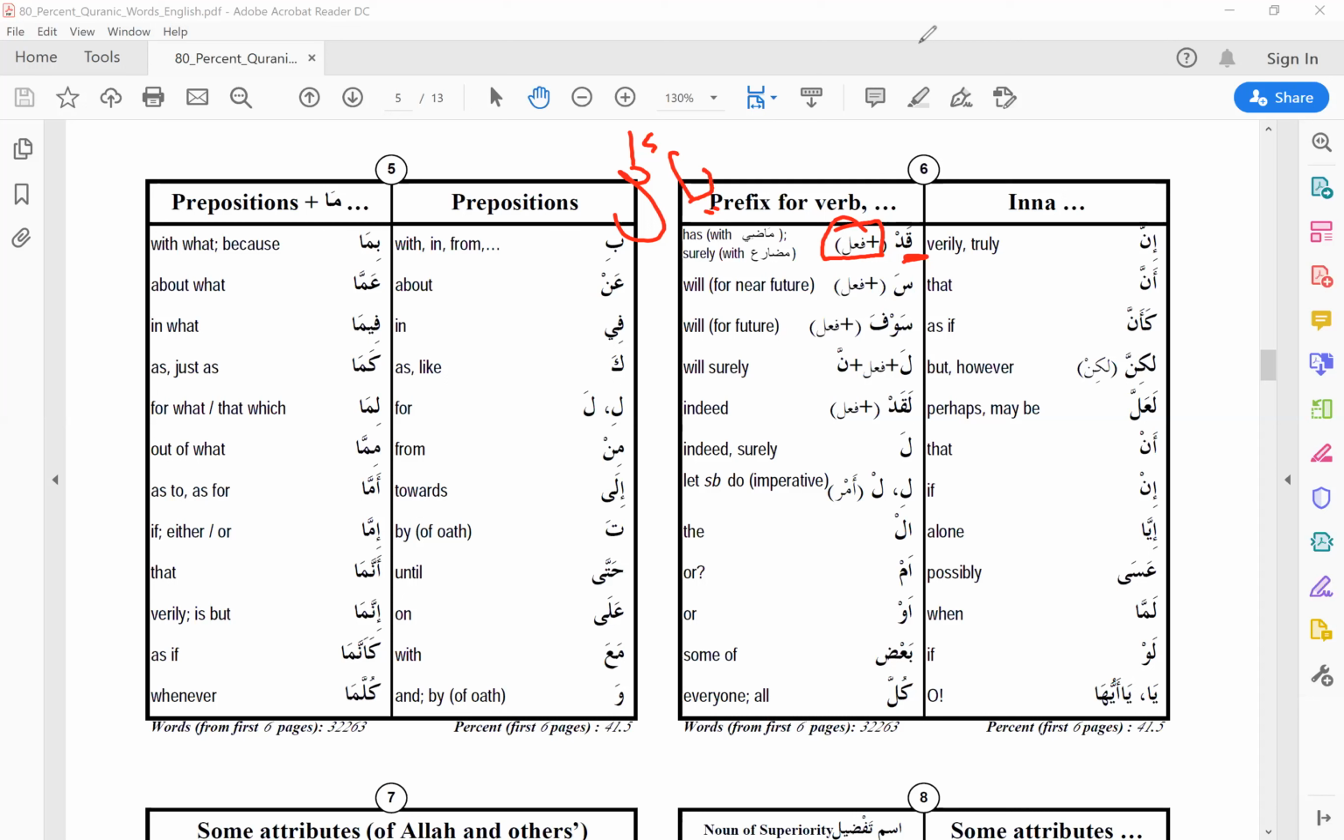You want to look at after the qad, do I have a past tense or a present tense? If it's a past tense, it means it's affirming that, yes, for sure he ate it. But if the verb after it is a present tense, that means he might have eaten it. قد يأكل. He might eat it. We're not really sure. قد يأكل.